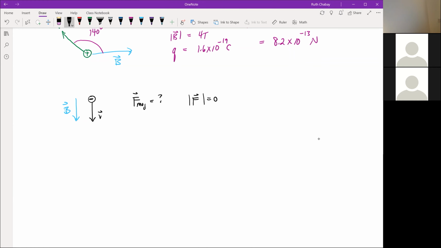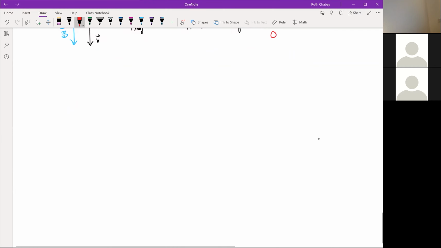because we have Q V times sine of 0 degrees, and that's a 0. So if the magnetic field is in the same direction as the motion, nothing happens, because the magnetic force has to be perpendicular to both V and B. Yep, that's right.